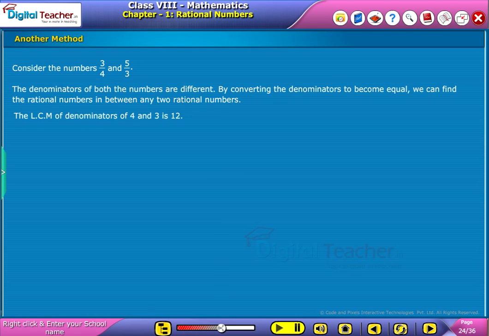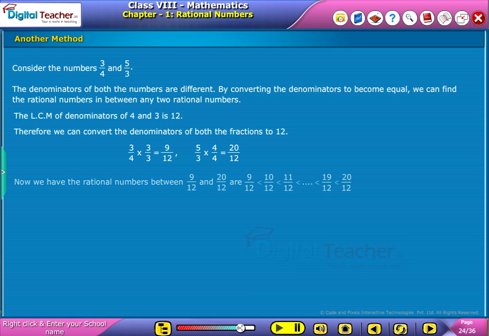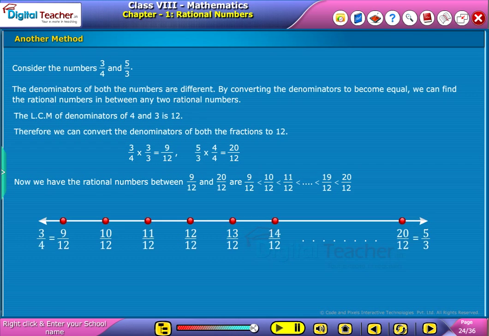The LCM of the denominators 4 and 3 is 12. Therefore, we can convert the denominators of both the fractions to 12. Now, the rational numbers between 9 by 12 and 20 by 12 are as shown. Its number line is as shown on screen.